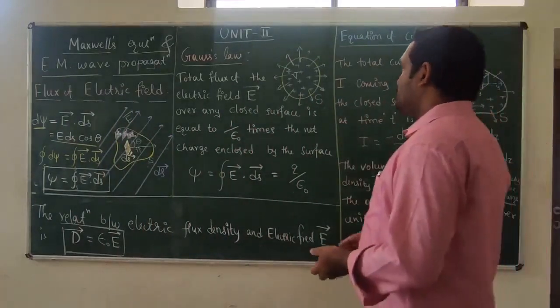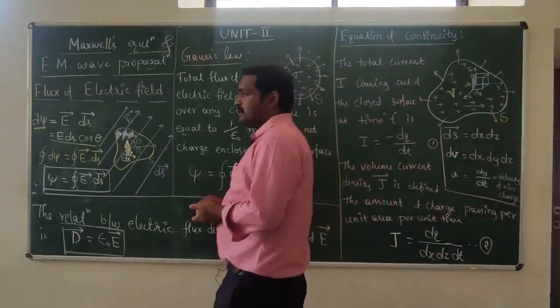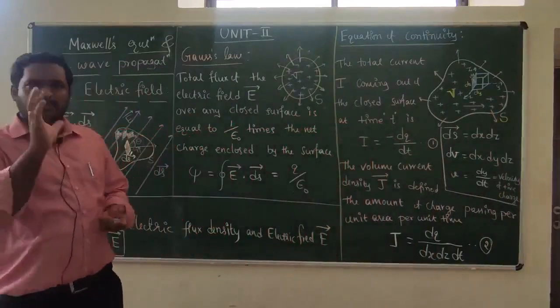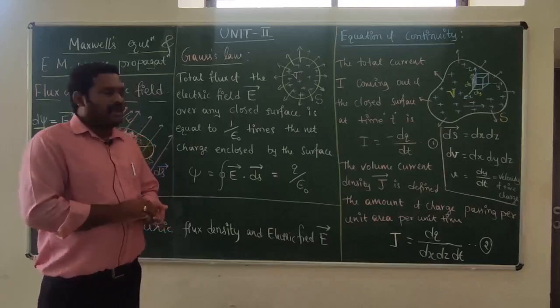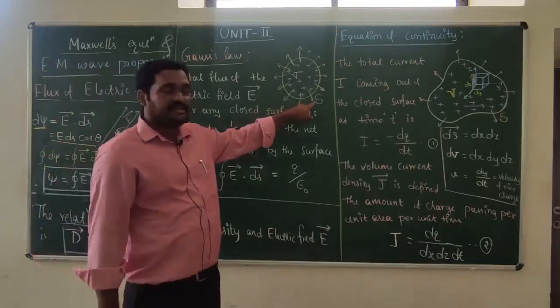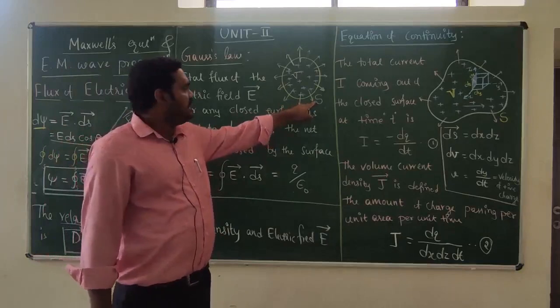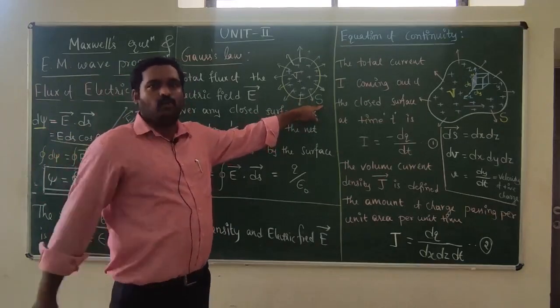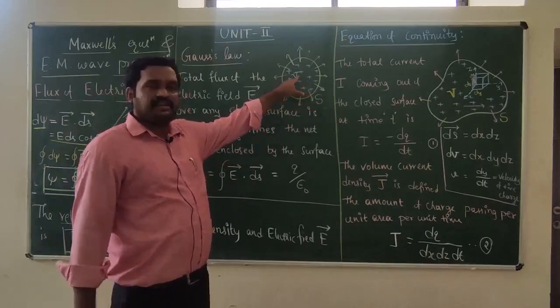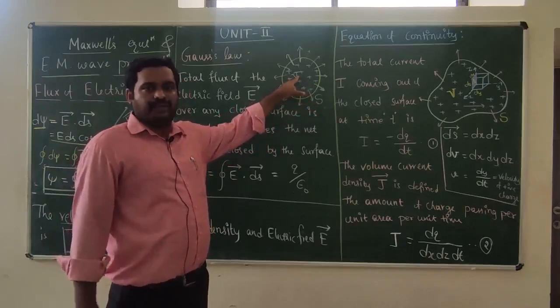Here, Gauss law. So you can imagine a football. The football is a closed surface, and its surface area is S. Inside the football you have a certain volume, which you can take as capital V.